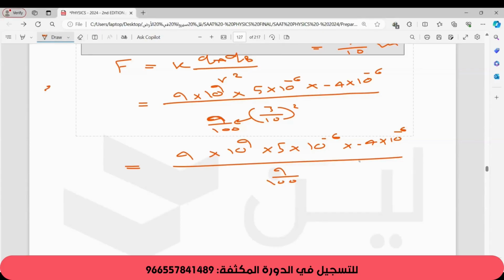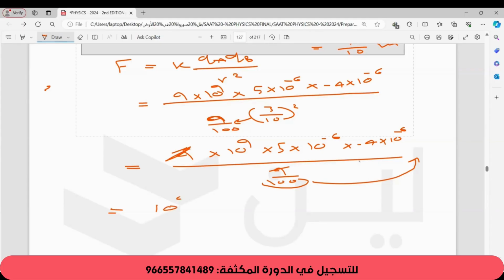Here we have a 9 and 9. We cancel these two 9s, and I can bring this 100 up. Let me just rewrite it again. Now the 9 will be like a 1. So 1 times 10 to the power 9, it is 10 to the power 9. So it will be like this.